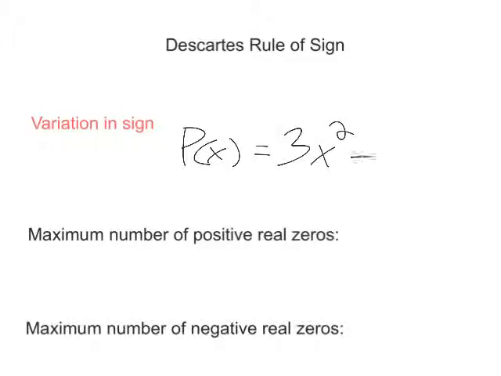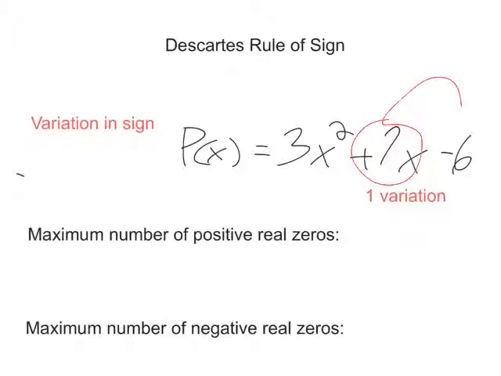So for example, if we were to take something like P of x is equal to 3x squared plus 7x minus 6, then when you go from a positive 3x squared to a positive 7x, the sign does not vary, okay? So that's not a variation in sign from the first term to the second. But then when we go from the positive 7x to the next term, which is a negative 6, that is a sign variation right there. So we have one variation in this particular polynomial, okay? And it's from this term to that one, positive to negative, okay?